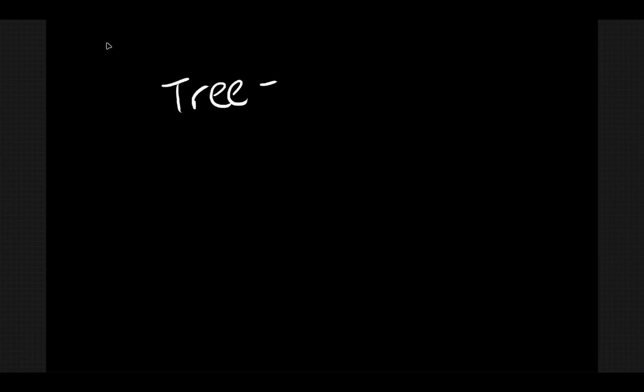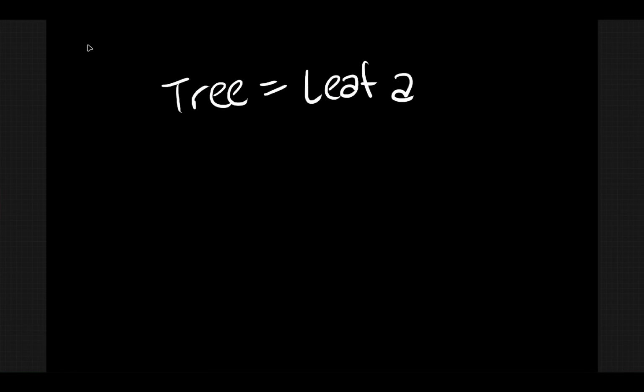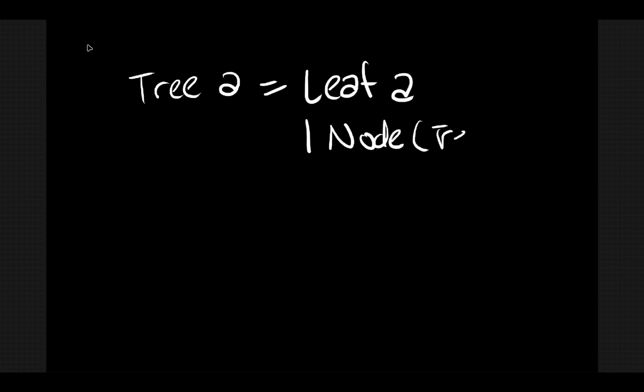So, if we take a look at this, a tree is either a leaf of A, where A is just a generic element. This A just means it's some type. Think of it as a generic template you would see in C++, or some kind of generic you would see in any other language. So tree of A equals a leaf of A, or it's going to be a node that takes a tree of A and another tree of A.